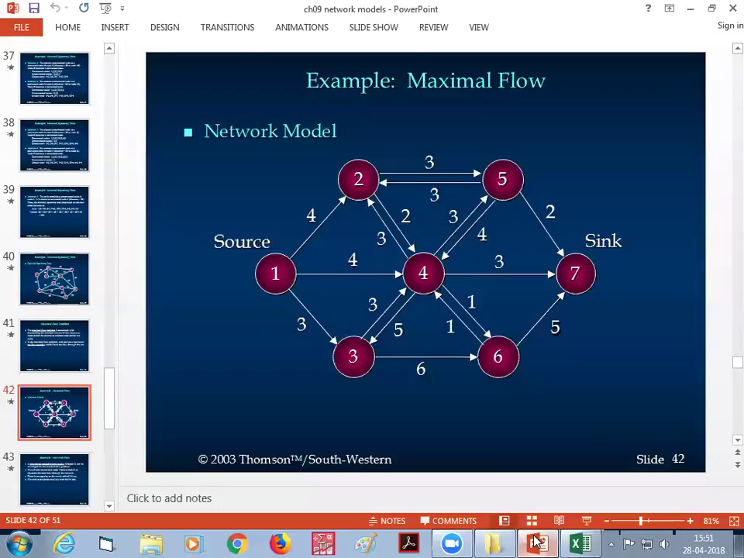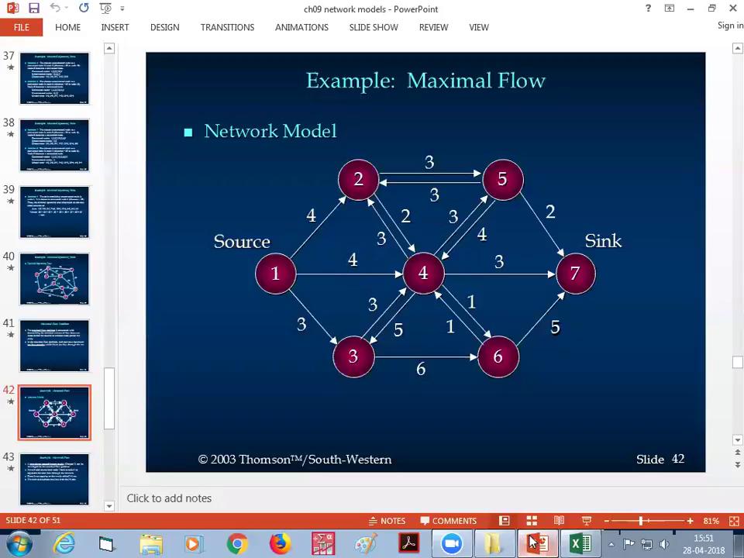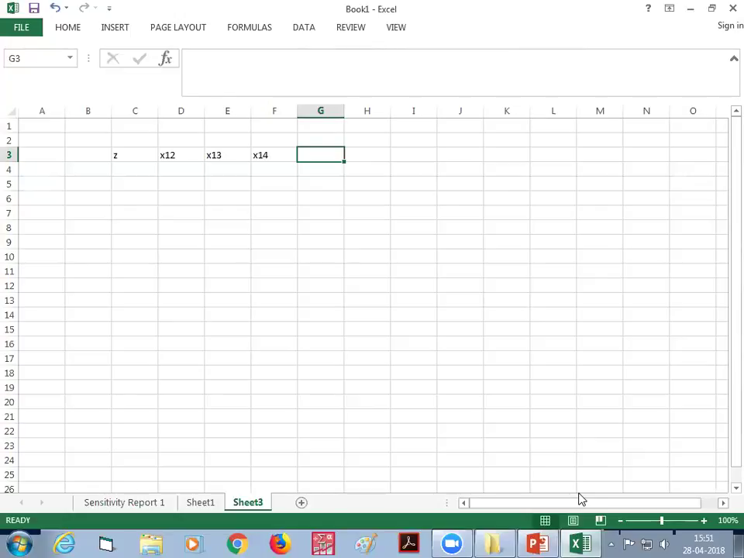Let's see. This x71 I'll just call Z. We'll call that Z, which is the objective. So the flow is Z. The first variable I'll type is that: Z. And then x12, x13, x14. That minimum has to be there. x12, x13, x14. Then x24, x25.